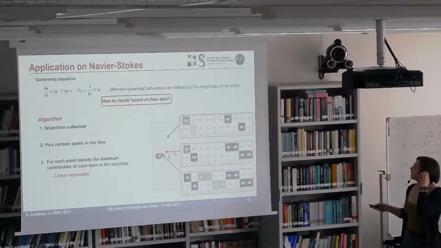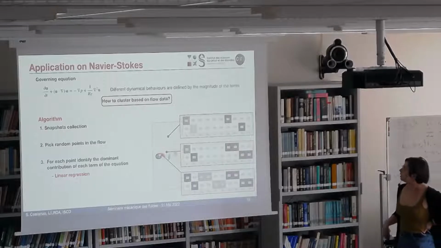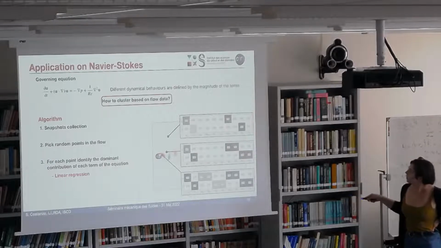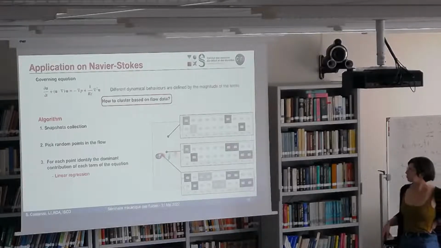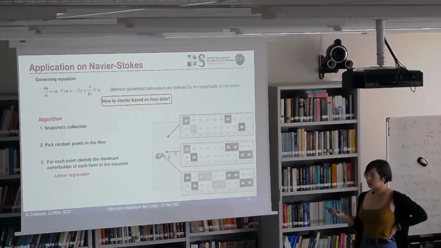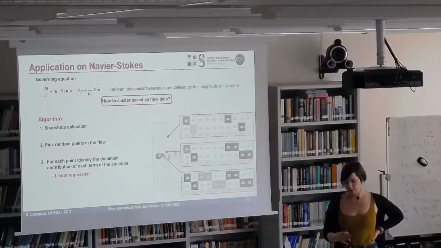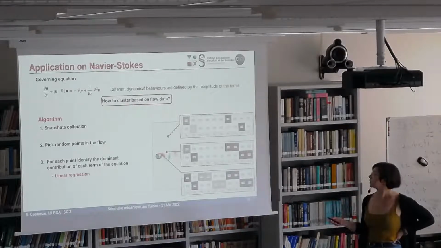Here we can see an example of different points, one being the back of the cylinder, one being in the wake, and one being in the free stream. We can see that the coefficients that activate the terms in the Navier-Stokes equation are different, also in magnitude. So once we have each one of these points defined by a set of coefficients, we can cluster the points based on these coefficients.